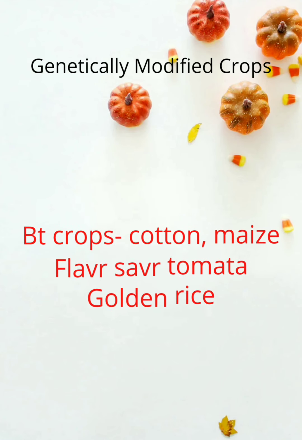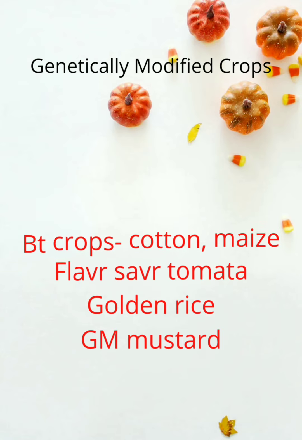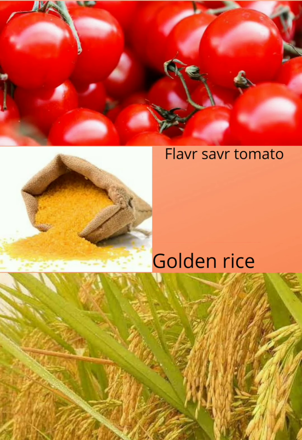Another important feature of genetic engineering is the production of genetically modified crops like BT crops, Flavr Savr tomato, golden rice, and GM mustard. BT cotton and BT maize are crops that are resistant to Bacillus thuringiensis, soil-dwelling bacteria that decrease the production of crops. Flavr Savr tomato is a tomato resistant to rotting. It is the first commercially grown genetically modified crop. Golden rice is a GM crop with high content of vitamin A.